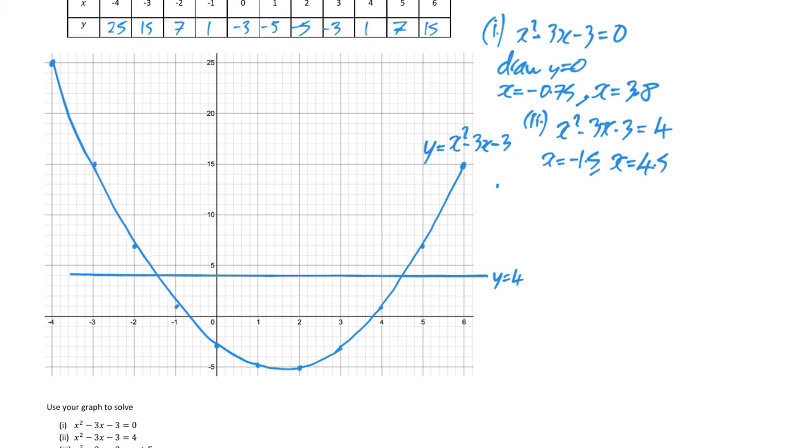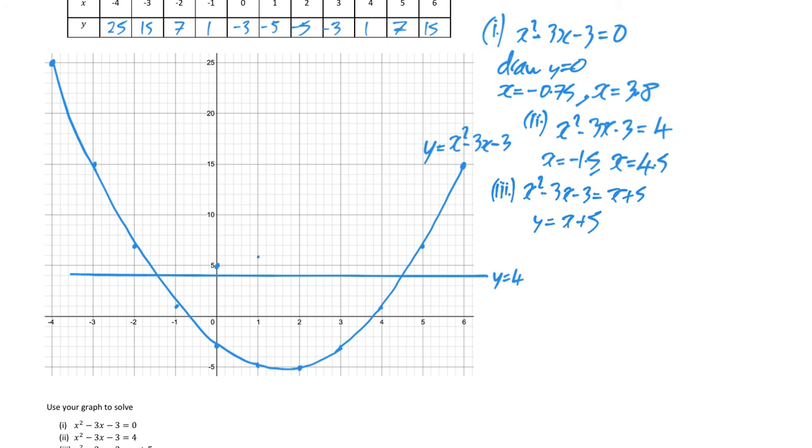Okay, part 3. What we are to do is solve x squared minus 3x minus 3 is equal to x plus 5. So we've got to draw, first of all, y is equal to x plus 5. So that means it has an intercept of 5 and a gradient of 1. So as I go across 1, I'm going up 1. So that would take me to here, this single point here.